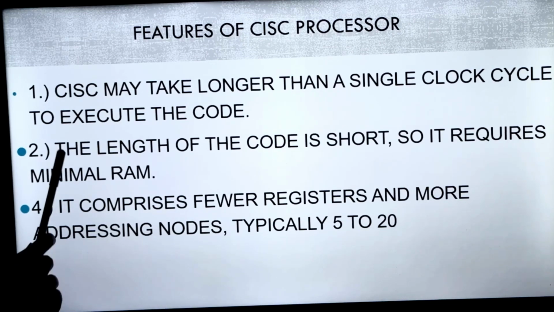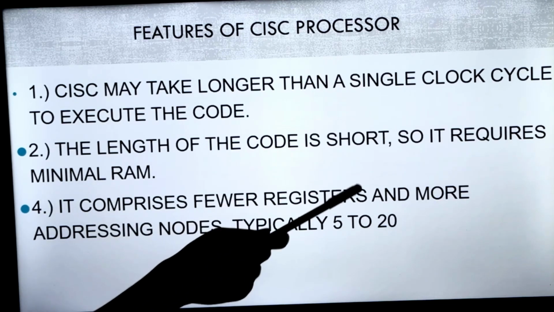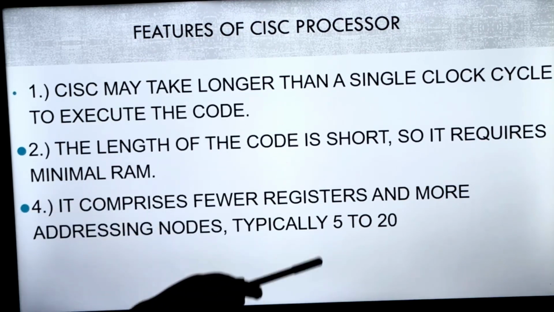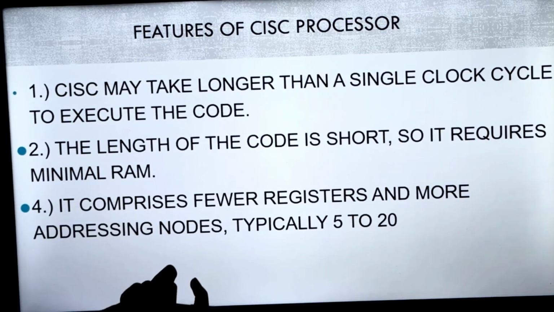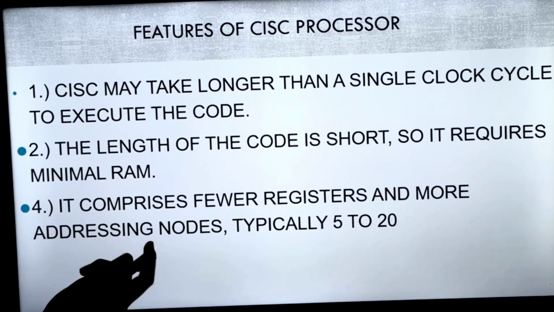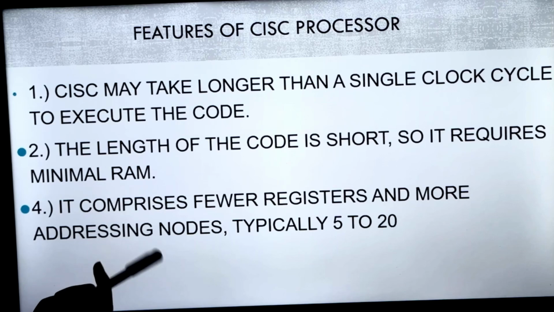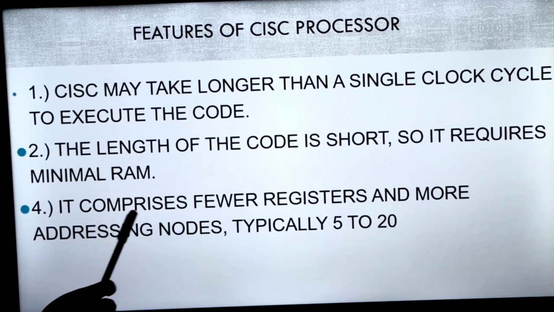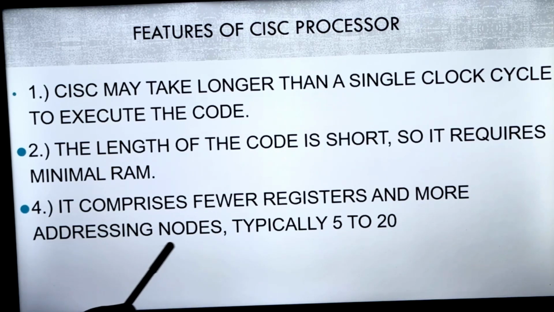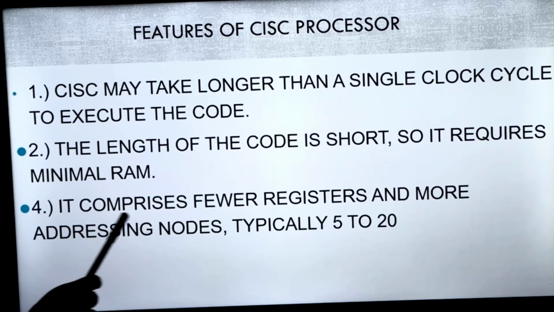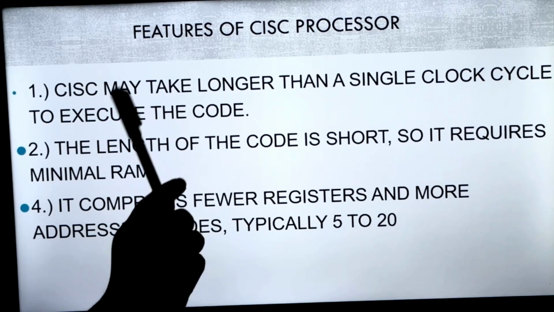The length of the code is short. I know the overall length of the code is short because the instructions are complex. One instruction can perform multiple tasks. So it requires minimal RAM. I already discussed. It comprises fewer registers and more addressing modes, typically 5 to 20. Forget about addressing modes now. I will discuss them in upcoming videos.